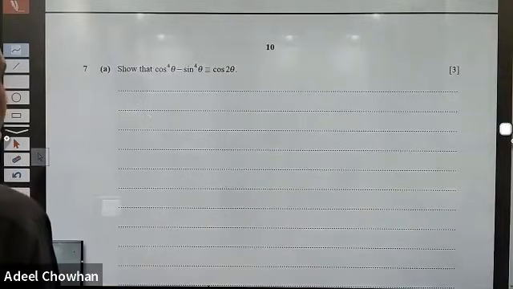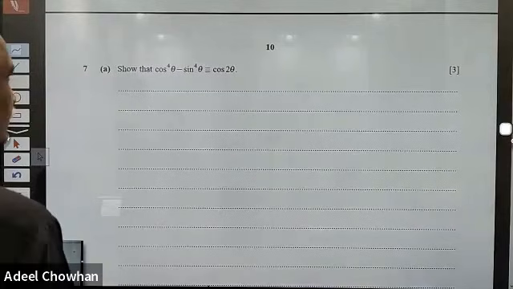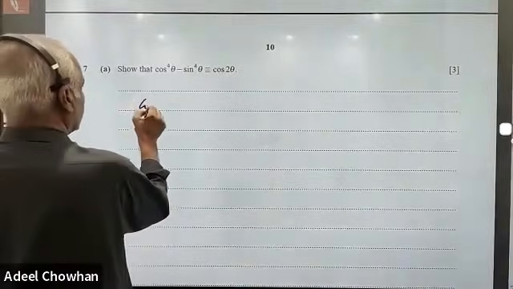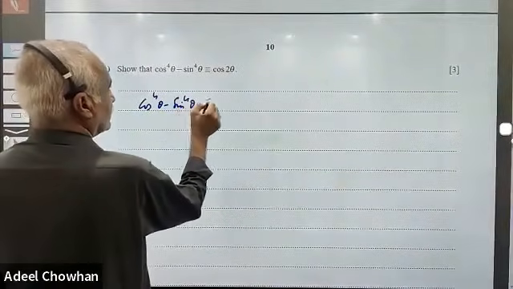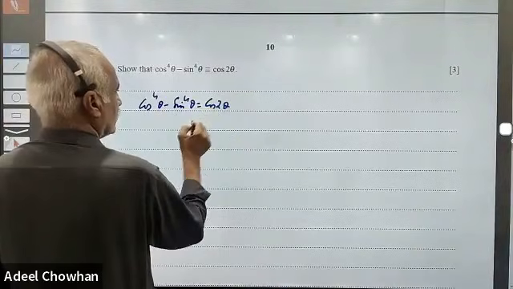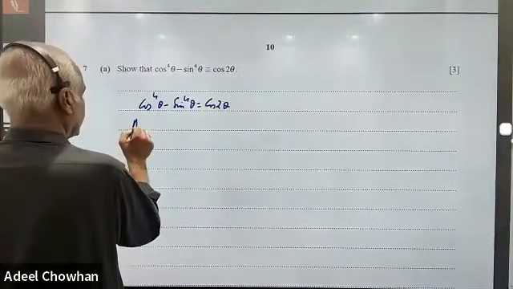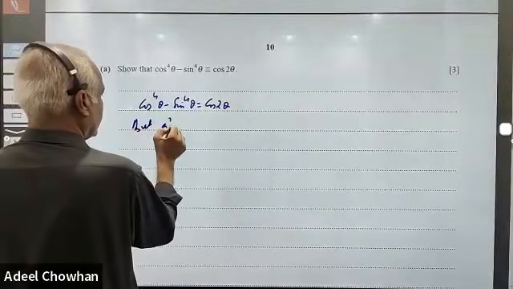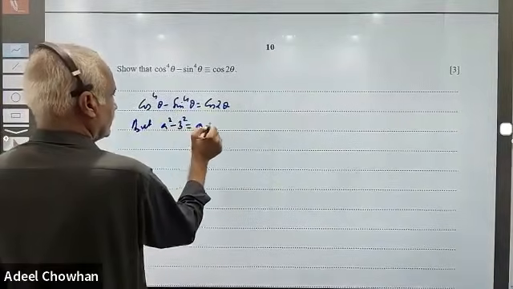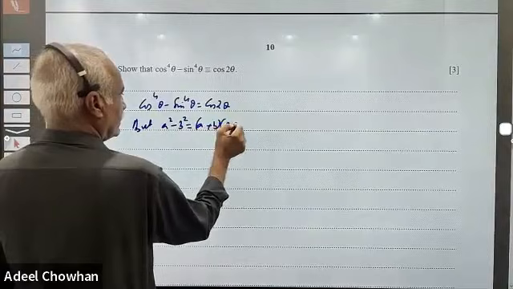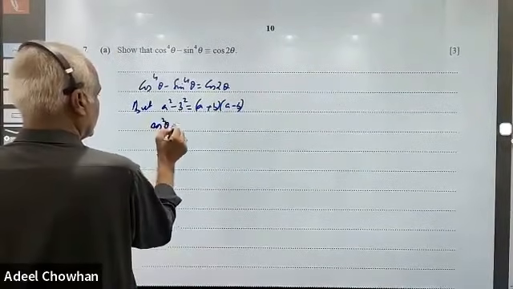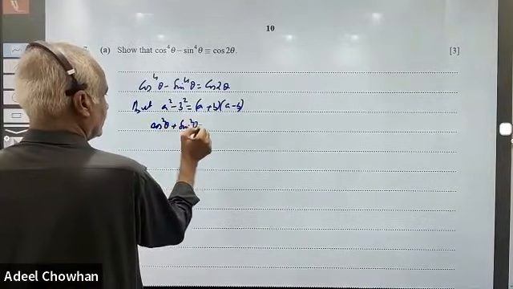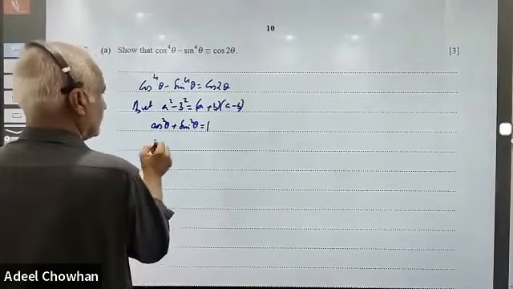Now question number 7. Show that cos 4 theta minus sin 4 theta is equal to cos 2 theta. Since cos of 4 theta minus sin 4 theta is equal to cos of 2 theta, but a square minus b square is equal to a plus b into a minus b, and also cos square theta plus sin square theta is equal to 1.